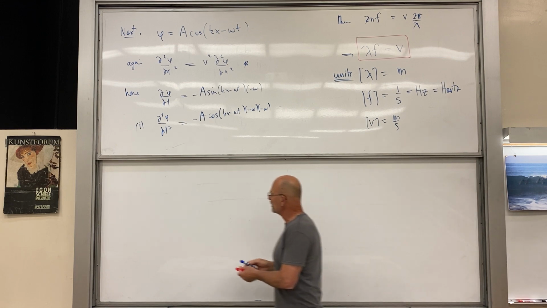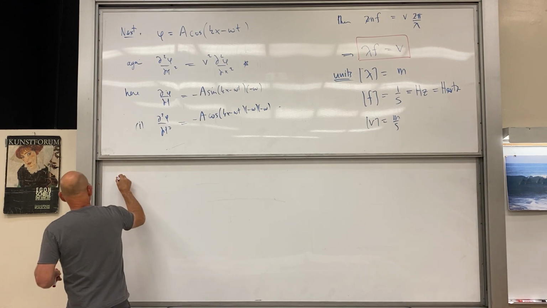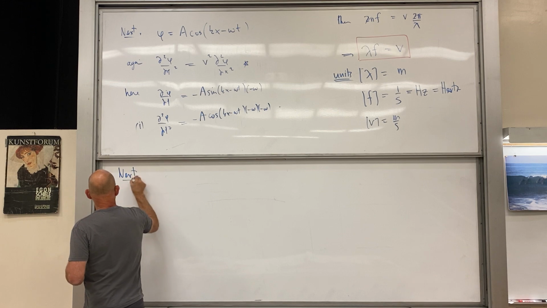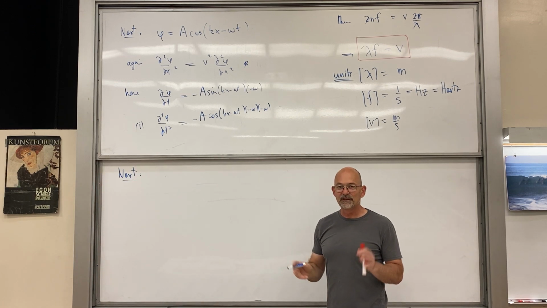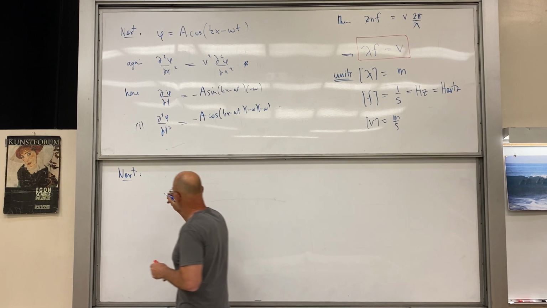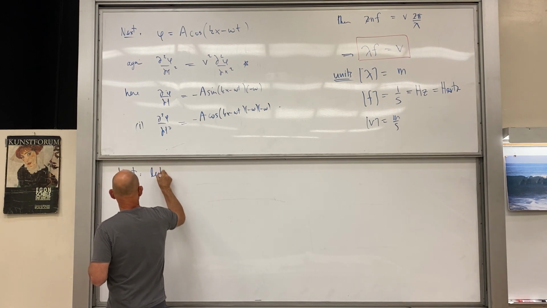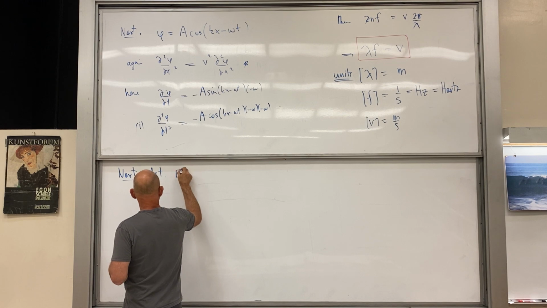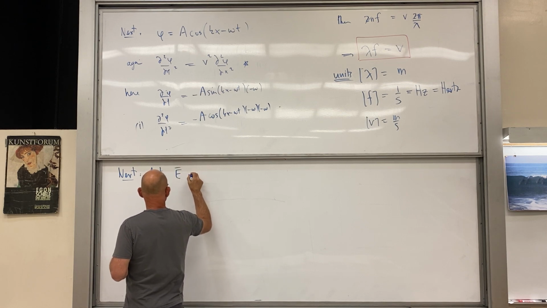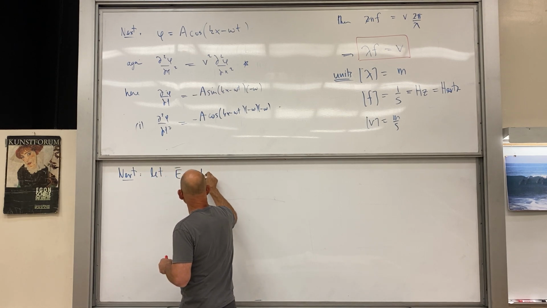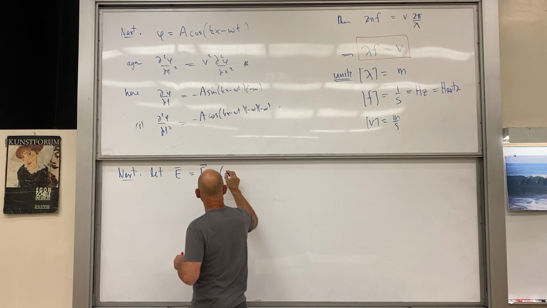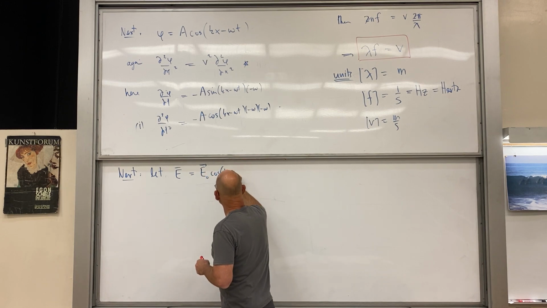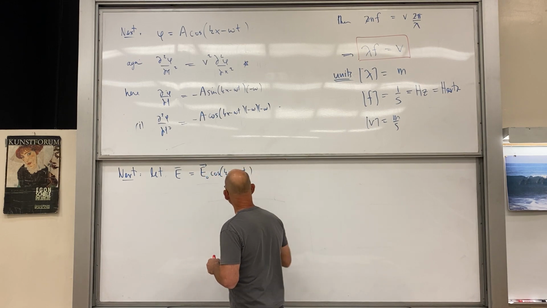So what we're going to do now is consider an electromagnetic wave propagating in the positive x direction. Let E equal E0, still a vector, cosine kx minus omega t. Okay.